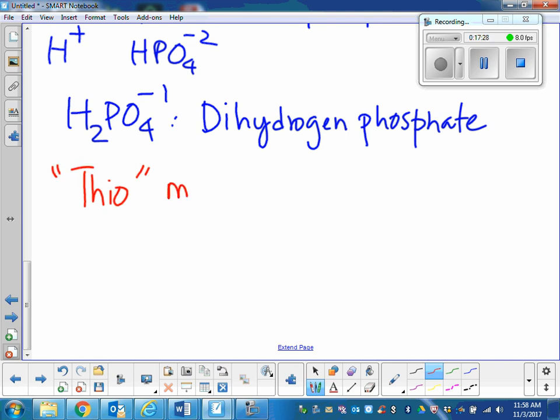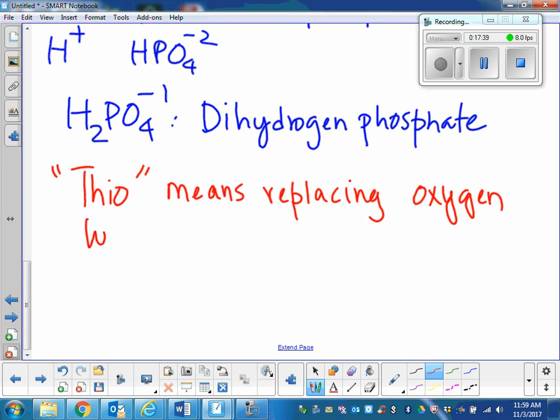Thio means replacing oxygen with sulfur. Are oxygen and sulfur in the same group? Yes? Is sulfur below oxygen? So we have a whole group of sulfur-containing compounds, but we are only going to learn one polyatomic ion with sulfur. Okay? So let's look at sulfate.